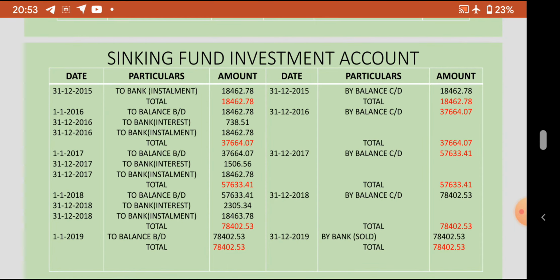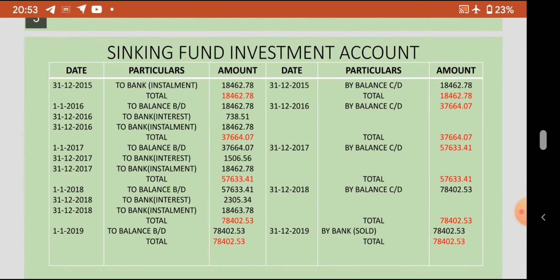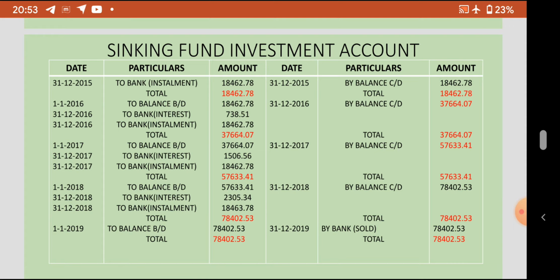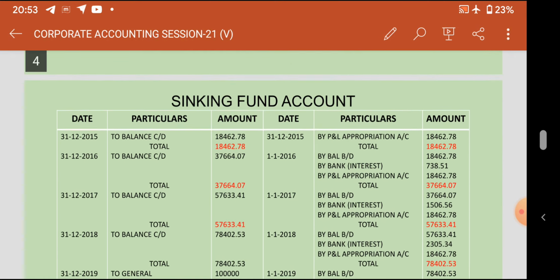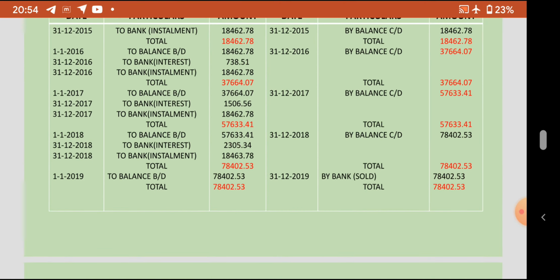This shows the sinking fund investment which is made. Let us have a look at how this account is prepared. Every year, 18,462.78 is invested and the balance is carried over, and ultimately here we are assuming it is sold at book value. These are the two important ledger accounts that are prepared in this method.